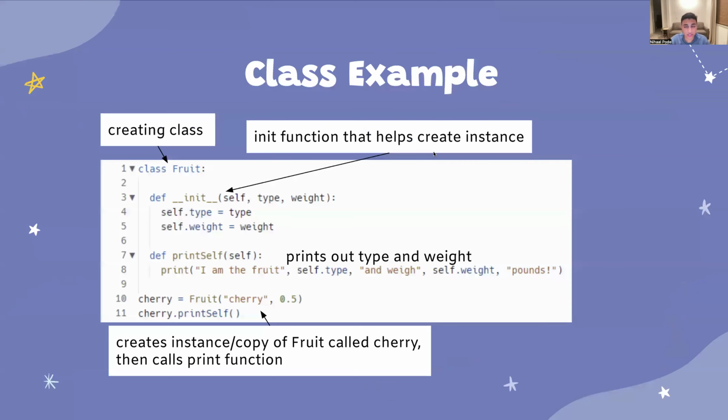Class example. To begin, let's start with an example of classes as a review from last lesson. Class Fruit: you have to create the class, and you need the init function to initialize the class. Essentially you see we got .type and .weight, so we got the attributes, and it creates an instance, a copy, of a fruit called cherry, and then it calls the print function.